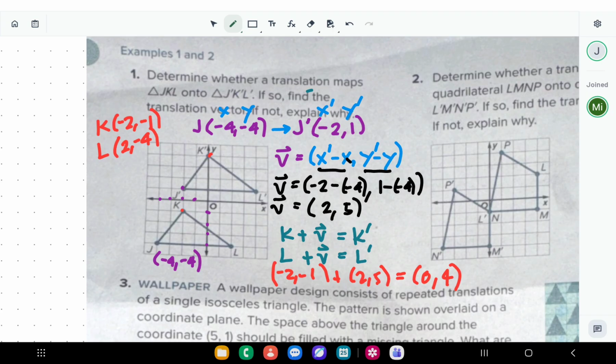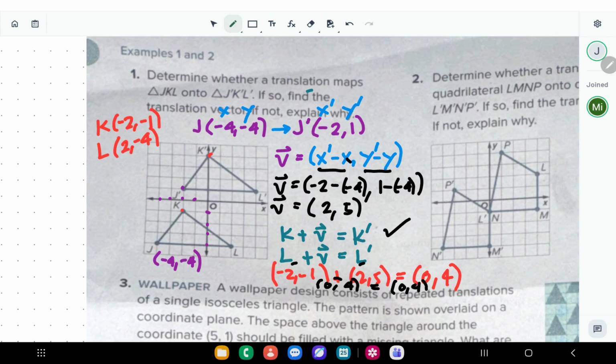So that is 0, 4, the K prime. Right? And then we add point K and the vector. We got the vector 2, 5. So if they are equal, then this translates. So -2, we add the x coordinates: -2 plus 2 is 0. Then -1 plus 5 is 4. So they are equal. So this one is equal.